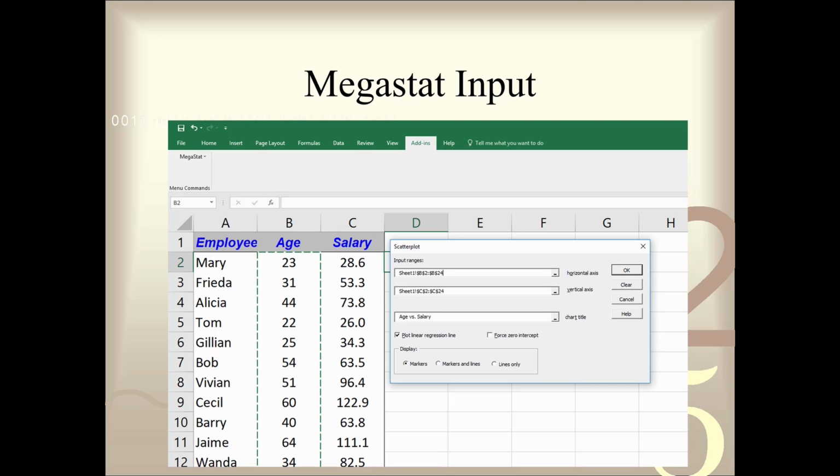Okay, so I'm going to choose age as my horizontal axis. That's the x that I expect to be doing the predicting, so it's the independent variable. Whereas the salary is the dependent variable, so that's going to be the vertical axis or y-axis. So I would select that column for vertical axis. And then as you can see, I put the chart title in there, age versus salary. And you can leave the defaults here as well. Those are going to be helpful just as is.